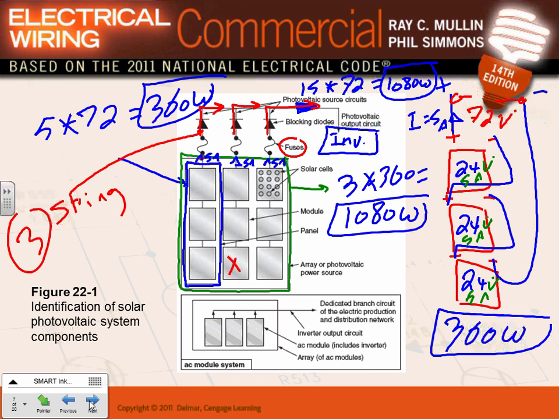And all together, I don't know if you guys can see the blocking diodes here to block the current from going to another one. The output right in here is called the photovoltaic source circuit. And when you group them, it's called the photovoltaic output circuit. Any comments, any questions?